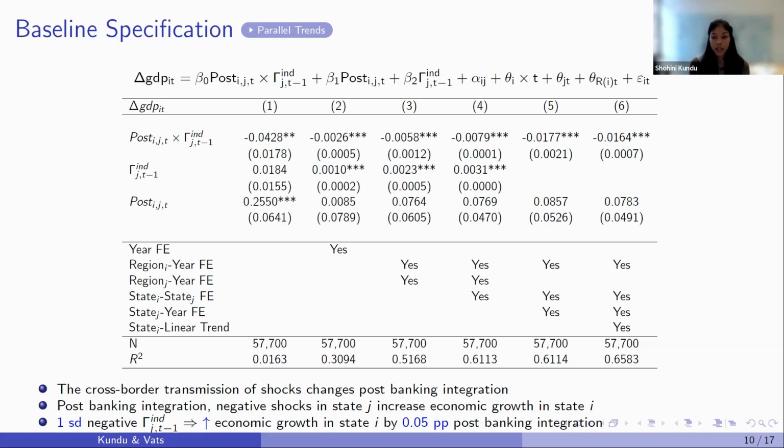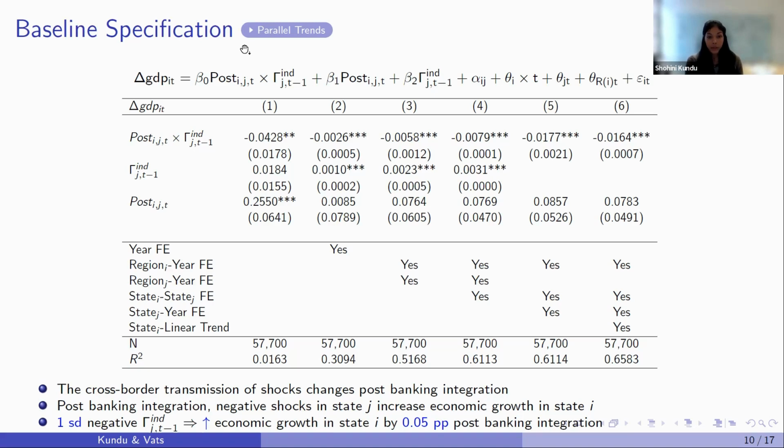In column 1, we have no fixed effects. In column 2, we include year fixed effects. In columns 3 through 6, we include a combination of region cross-year fixed effects and state pair and state cross-year fixed effects. This is intended to control for geographic patterns of deregulation if you believe that two states are connected for non-financial reasons, or to control for state level trajectories in economic growth.